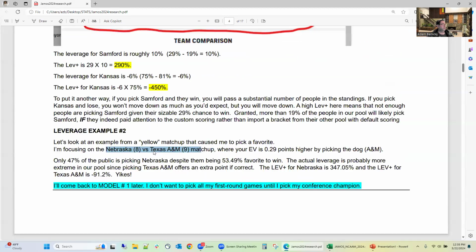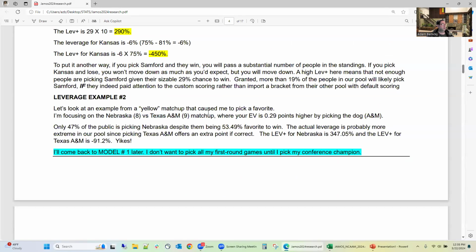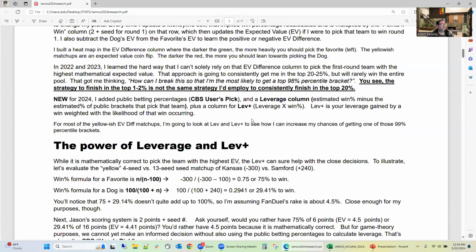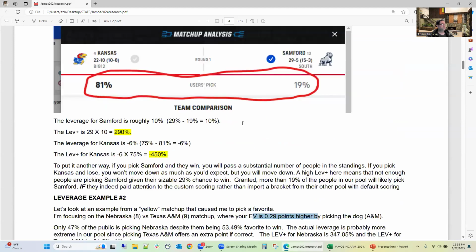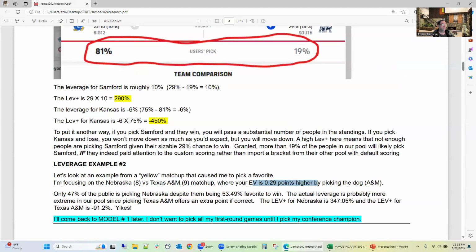So if I were to look at that example again, even though it's mathematically correct to pick A&M, I think they were favored. Yeah, are they? Where is it? I really care about the leverage plus column.